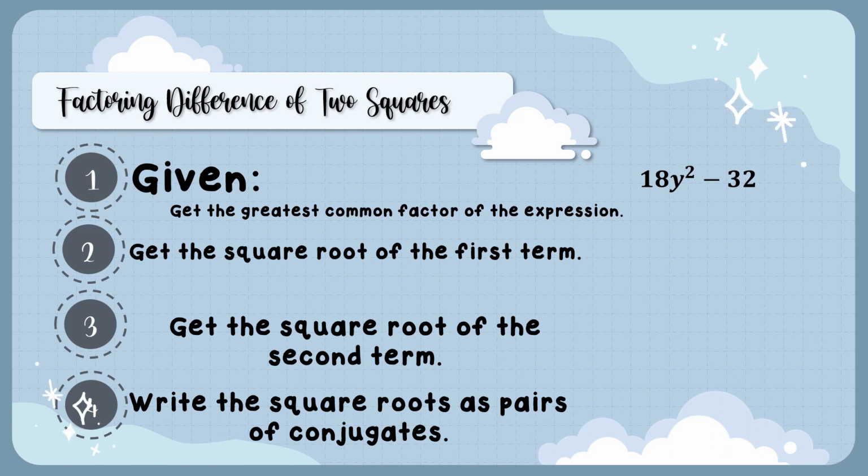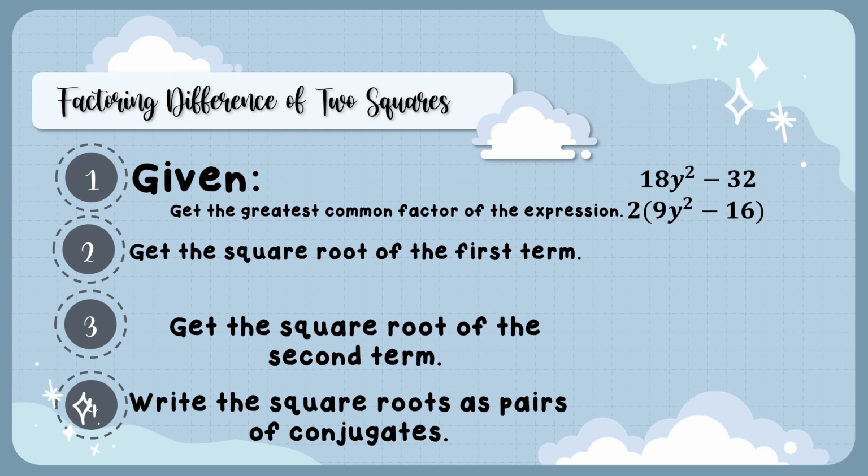We are going to get the greatest common factor of the expression. So 18 and 32, upon investigating, the greatest common factor of the two numerical coefficients is 2. And the expression becomes 2 times the quantity of 9y squared minus 16. And since 9 and 16 are both perfect squares, we can now proceed to the next step.